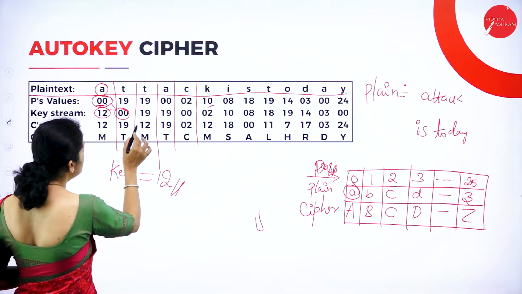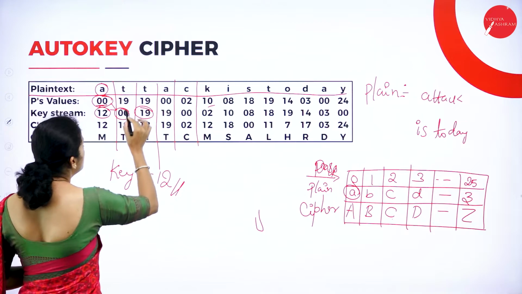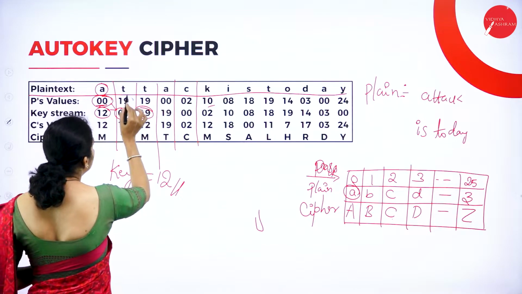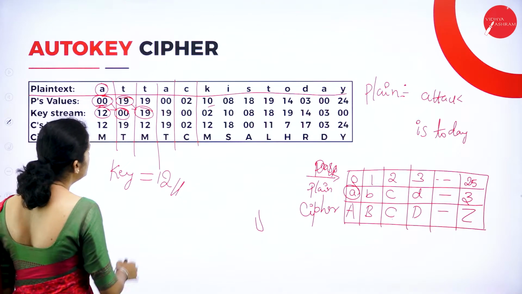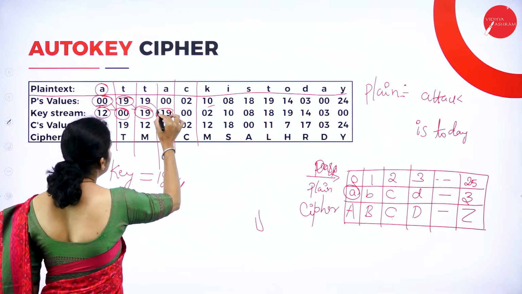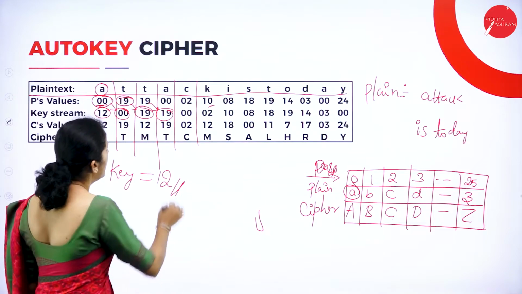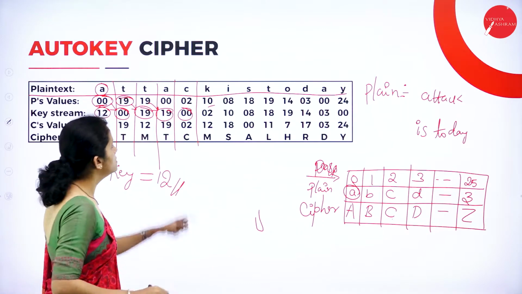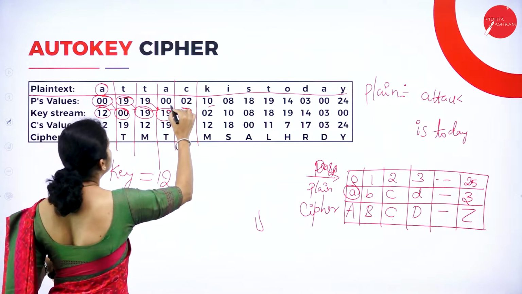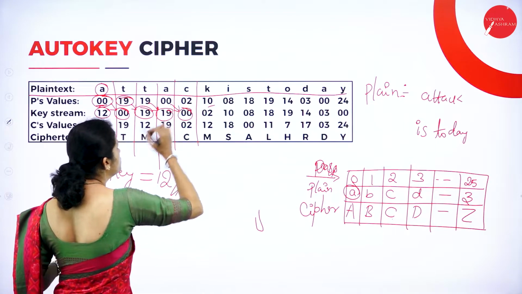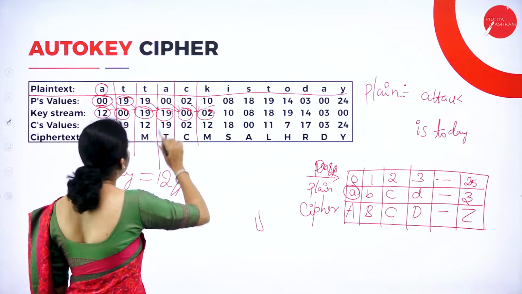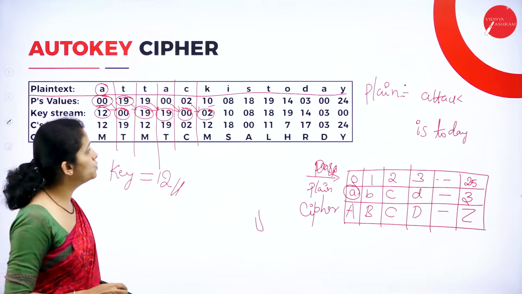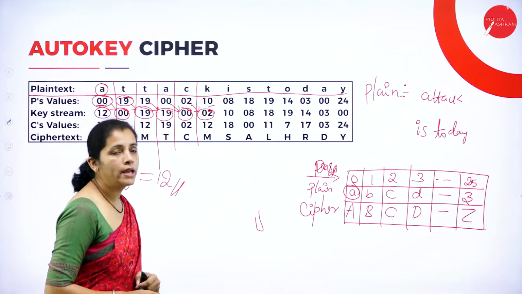And if I consider T, what is my key here? The second plain text position. And if I consider this one, the third plain text position. And if I consider 0, that is my fourth plain text position. And if I consider this key, this is the fifth plain text position, and it is going to vary.